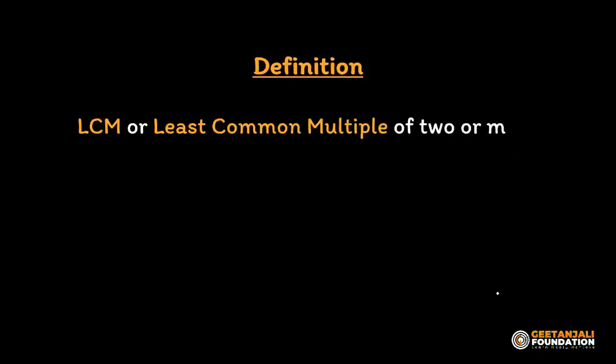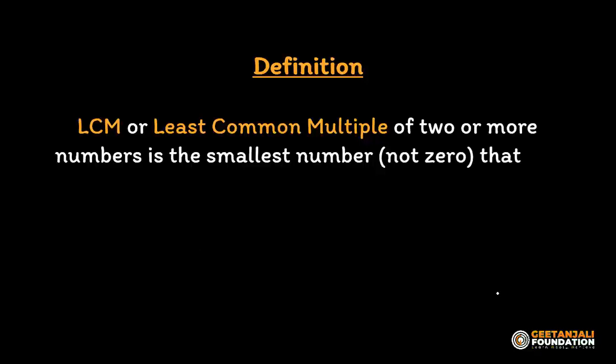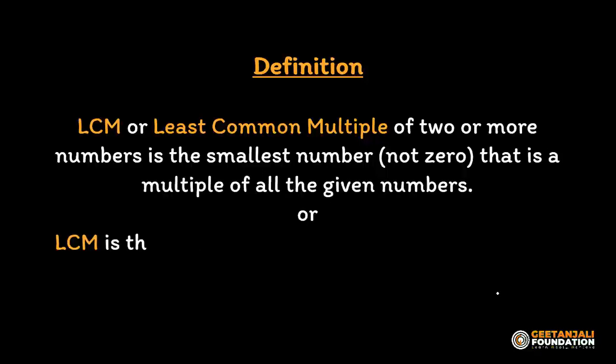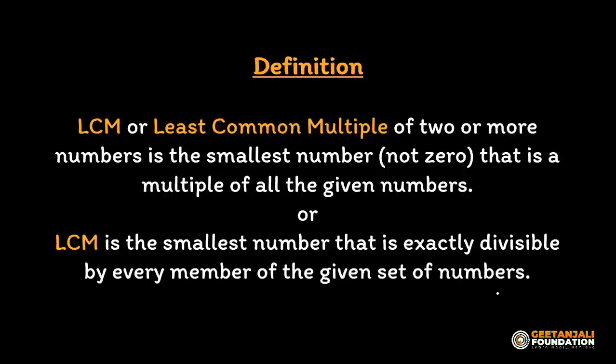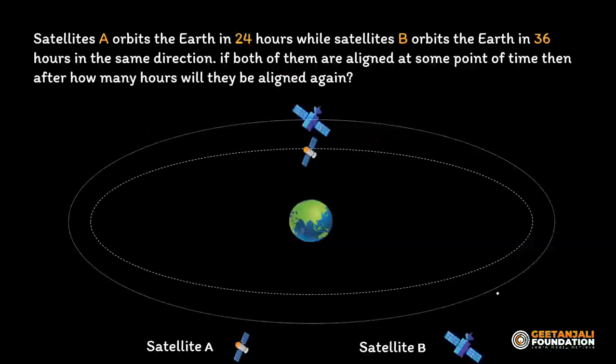LCM, or least common multiple of two or more numbers, is the smallest number, not zero, that is a multiple of all the given numbers. Or in other words, LCM is the smallest number that is exactly divisible by every number of the given set of numbers. Let's take one more example.